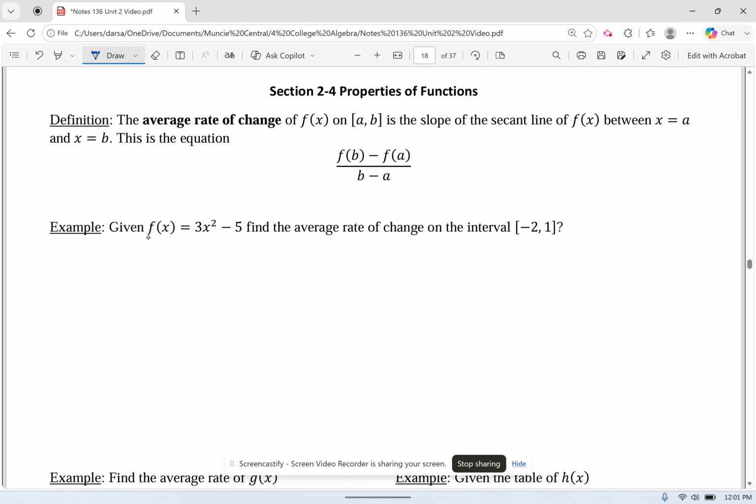We are given the function f of x is 3x squared minus 5, and we want to go on the interval -2 to 1. Now, you always need an interval. What is this interval? Well, remember, a, b is the interval, so a is the smaller number in the interval, and b is the larger number. So in our equation, a is -2 and b is 1. So what we need to know is what are f of a and f of b.